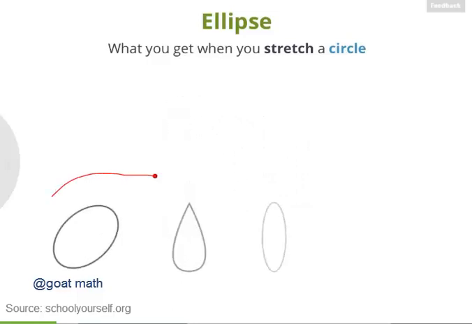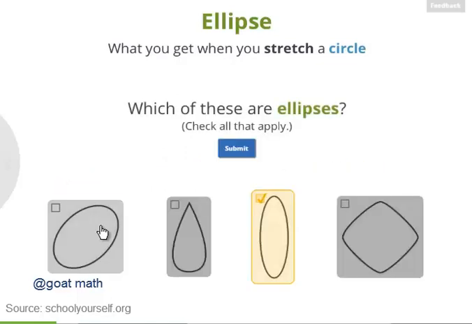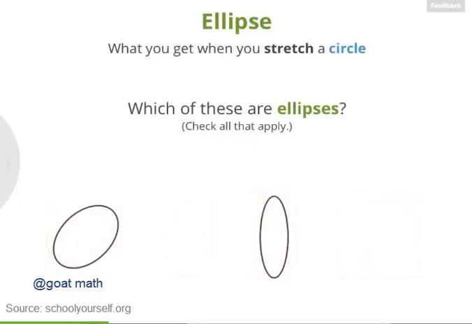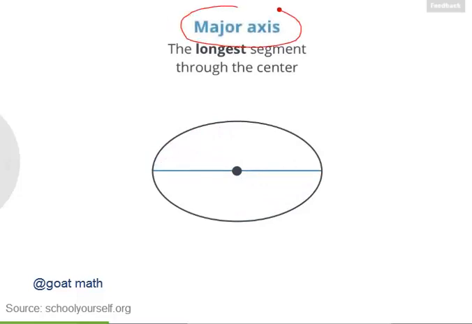So next, take a look at these four shapes. Which of these are ellipses? Great, so these are both ellipses. Next, take a look at this ellipse. Let's put a point at its center, and let's also draw a line segment through the center. If we look at all the different lines passing through the center, this one is the longest, and it gets a special name. It's called the major axis.